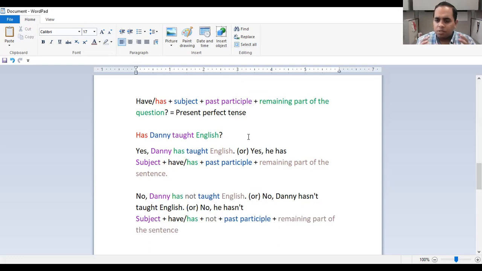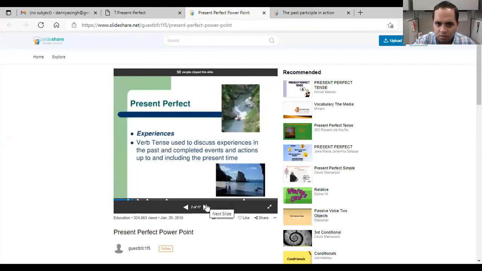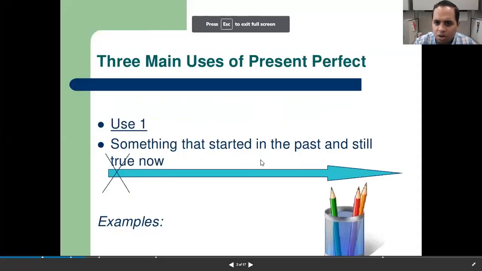So again, we use the present perfect when we don't know if the event is complete or we don't know the time of the event. This is a presentation about present perfect. Okay. See, there are three main uses of present perfect. Something that started in the past and is still true now.